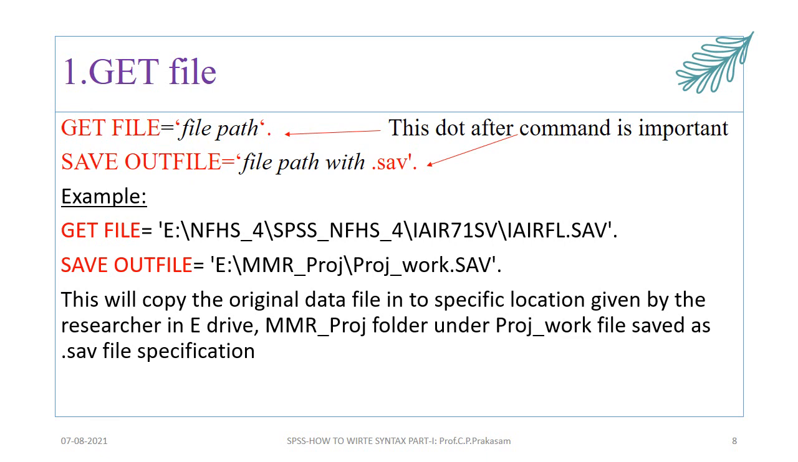Then you are going to save from that into a different folder, that is the mmr project /prog.work.sav. In this, what happens is it will copy the original file from the original source into your folder. That is the only thing. And then you can see the .sav should be given while you are saving the output file.